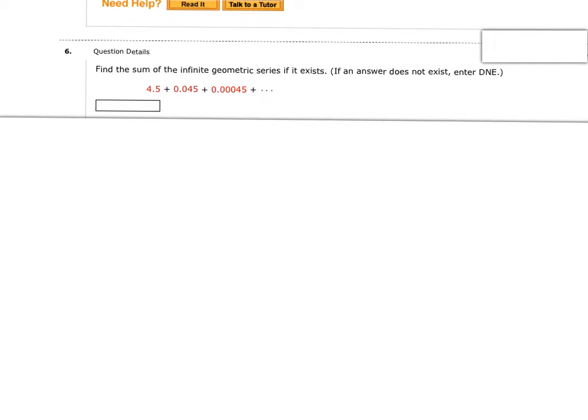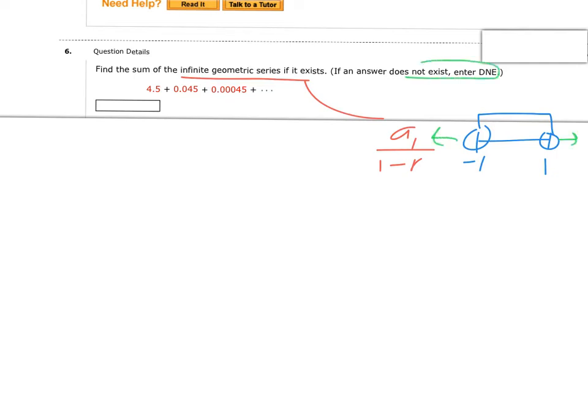All right, this one's asking us for the infinite sum here, infinite geometric series. So the formula for that one is a1 over 1 minus r, but only if r is between negative 1 and 1. If r is not in between negative 1 and 1, if it's anywhere out here or out there, that's going to be when it does not exist, when your r values are outside of that range from negative 1 to 1.